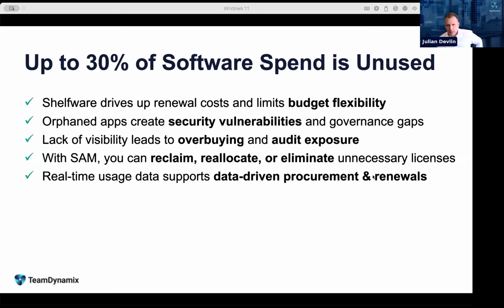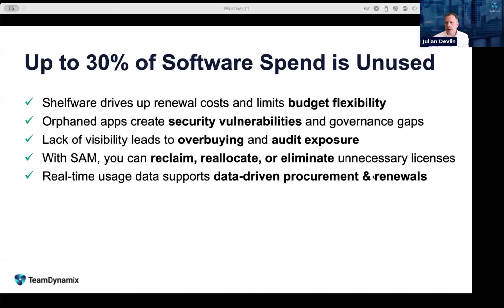We're touching back on the Gartner study again. Up to 30% of software spend is unused software, and there's a whole series of problems with that, from obvious to less obvious. At the very top, shelfware, software not being used, drives up renewal costs and limits budget flexibility. That's kind of obvious. If you're paying for it and it's not being used, that will be part of the budget. That will prevent you from buying other software that you would actually use.